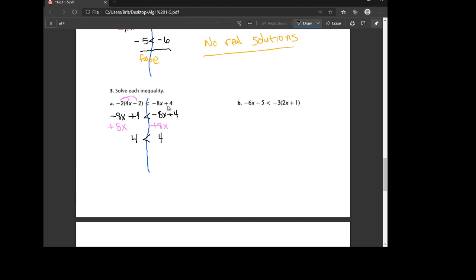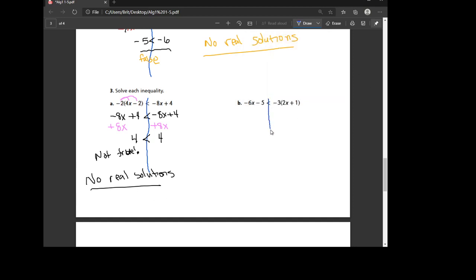Is that true? Can a number be less than itself? Now if it said less than or equal to, that would totally be fine. But just saying it's less than itself, that's not true. And that's all because there's not that little bar underneath the inequality symbol. So there are no real solutions. Notice that it doesn't tell me to graph, so I don't worry about graphing it.